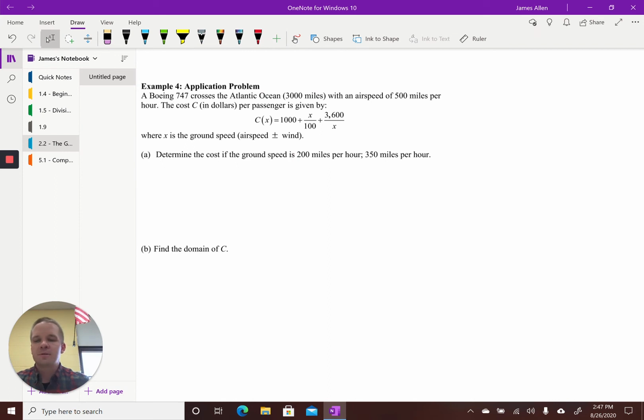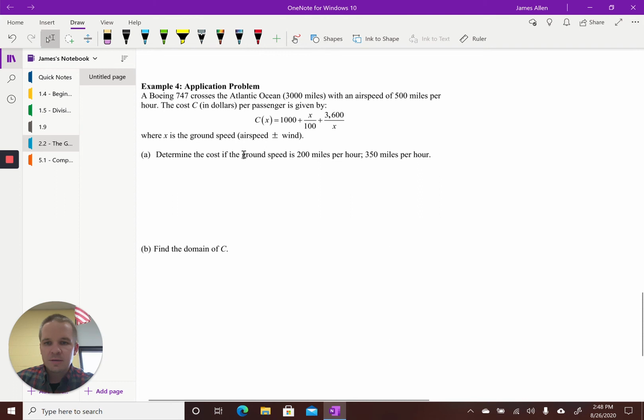Last problem here, and of course, love me some applications. We're going to do a bit of application here. A Boeing 747 crosses the Atlantic Ocean, about 3,000 miles, with an airspeed of 500 miles per hour. That's the airspeed. The cost C in dollars per passenger is given by C of x equals 1,000 plus x over 100 plus 3,600 over x, where x is the ground speed, which is your airspeed plus or minus your wind. If you've got a headwind or tailwind, it'll affect your ground speed.